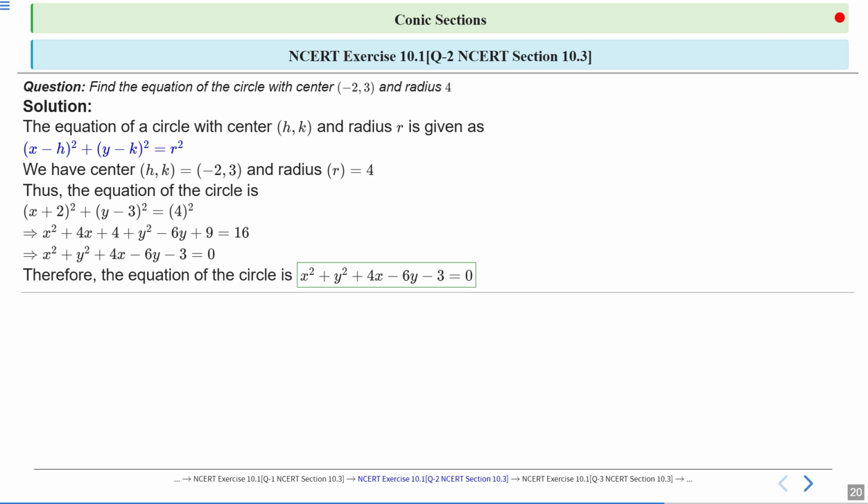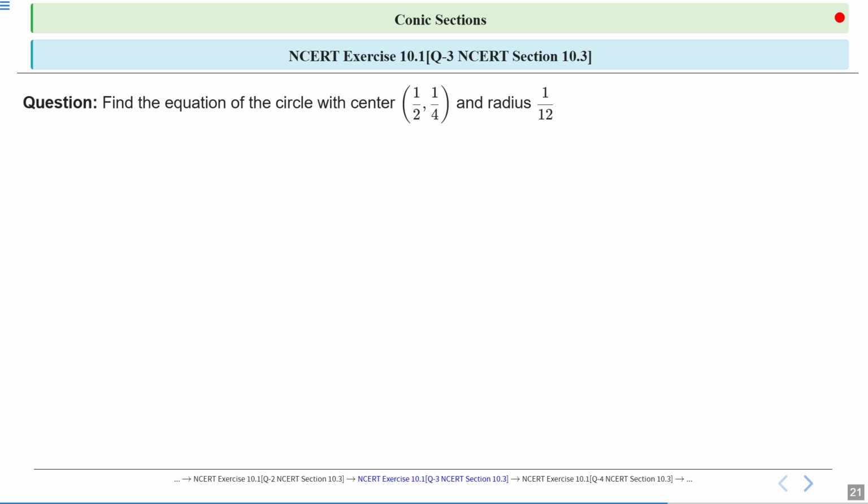We just put the values of h, k equal to minus 2, 3 and radius r equal to 4 in the standard form of the equation of the circle, (x minus h) whole square plus (y minus k) whole square equal to r square. After some simplification, we obtain the equation of the circle. I hope it is clear to all of you. So now let us move to the next question.